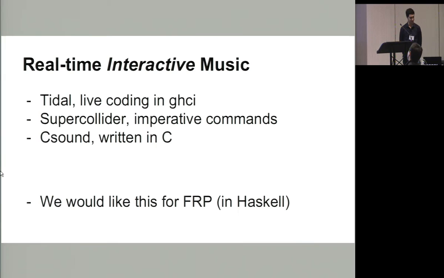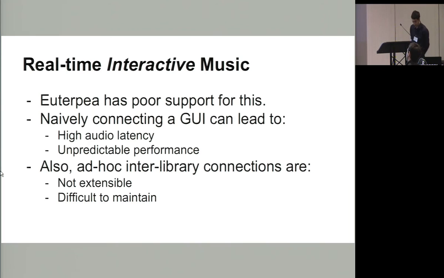So what we'd like is to have this in FRP, too. The problem is Utopia had poor support for this. And really, one of the main problems is that a naive connection to a GUI can lead to high audio latency because there's a rate differential. So you can imagine if you have a graphics module running at 60 frames a second, but then you have your music, for example, MIDI generation, that might be running at 200 ticks a second. Now, a naive connection is going to be forcing these both to have the same data rate, and obviously this is going to slow you down a lot.